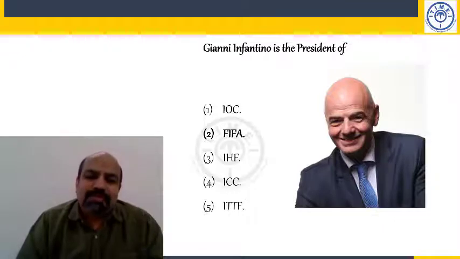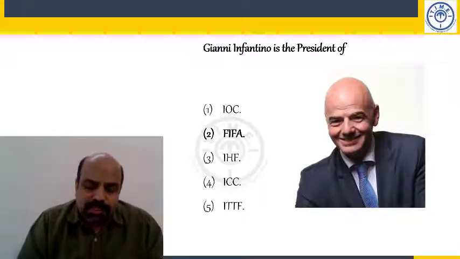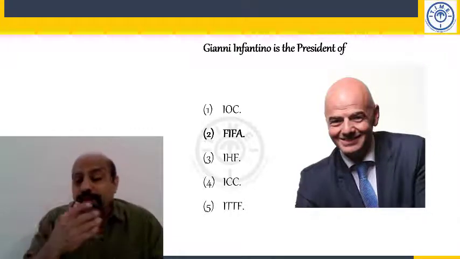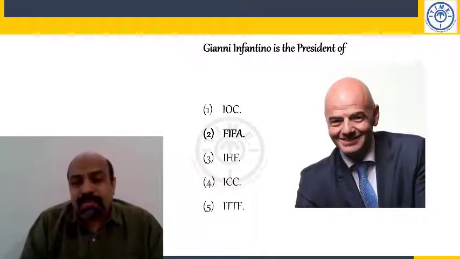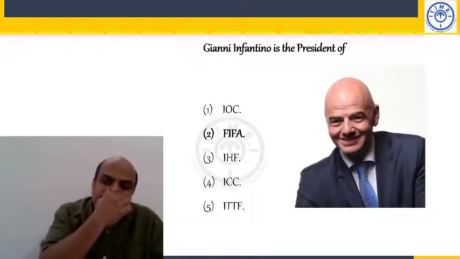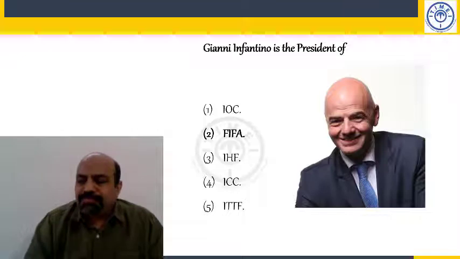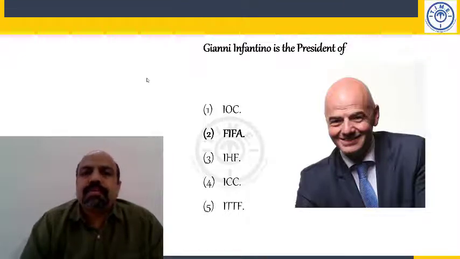I just wanted to have this. You look at the guy. He is FIFA president, Gianni Infantino. He is from Italy and Switzerland, not Brazil, I'm sorry. Both. Born in Switzerland to Italian parents.